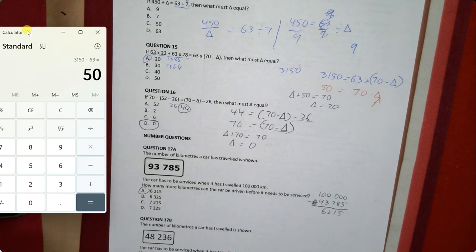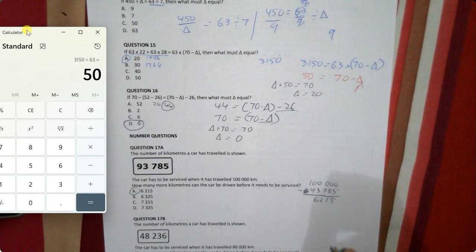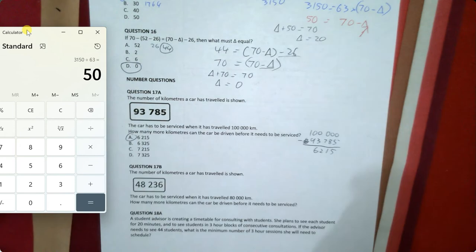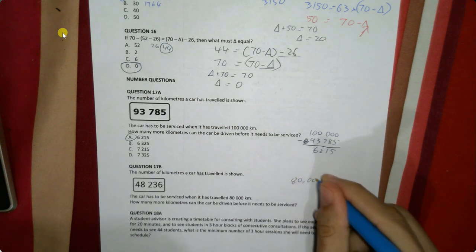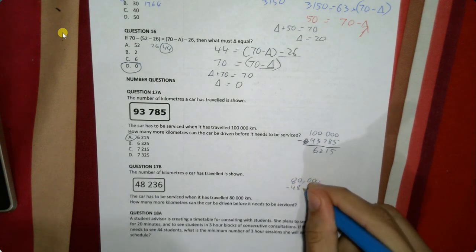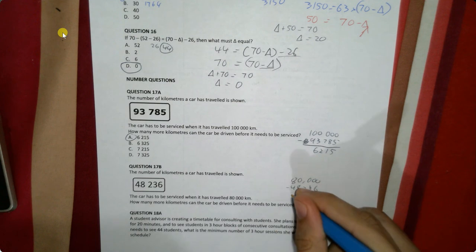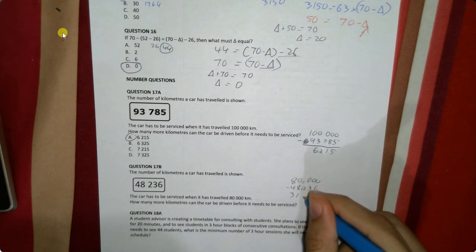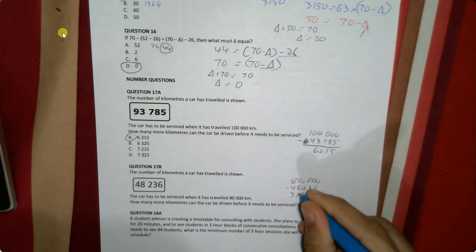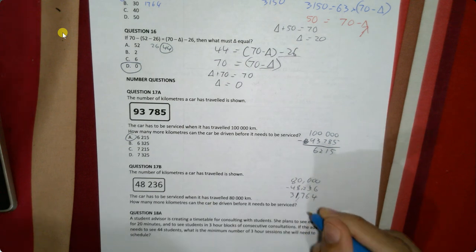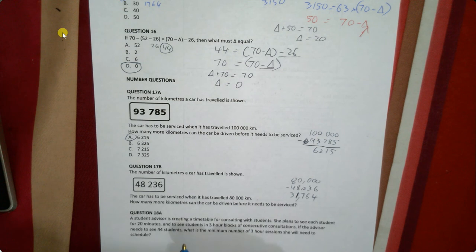All right, number of kilometers cars traveled. How long until it can be serviced? It's going to be the exact same again, just subtraction. I'm going to minimize my calculator, don't need that one. So that's just going to be 80 take. So again, put that in your calculator, and you should get 31764. Okay, next one, timetable for consulting with students.